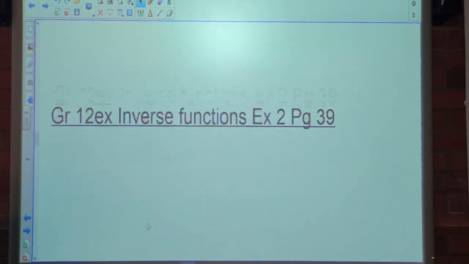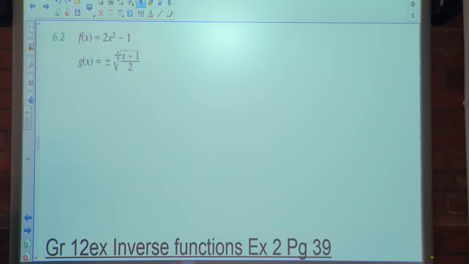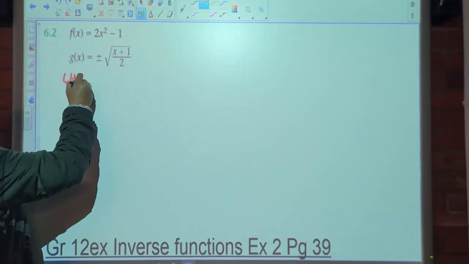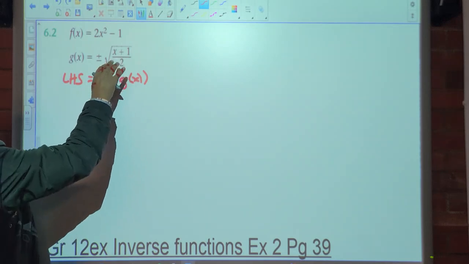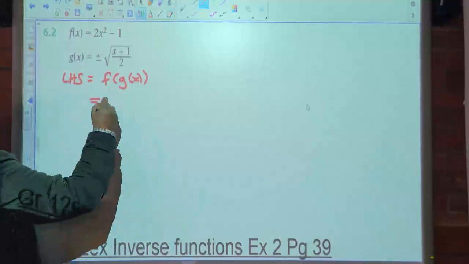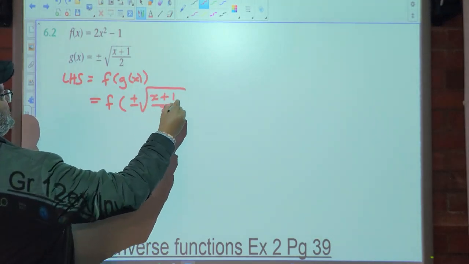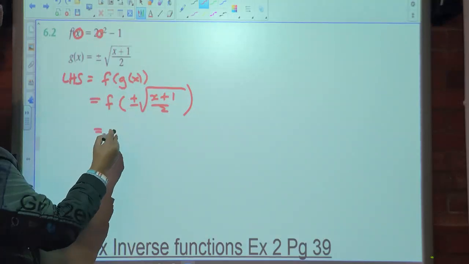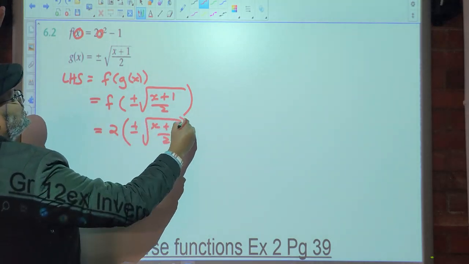Let's look at 6 by, I think this is 2. Yeah, there is 5 or 4 in the textbook. As I said, it's not part of your syllabus anyway, so this is for enrichment purposes. Let's go: left hand side is equal to f of g of x. So what is g of x? G of x is plus minus the square root of x plus 1 over 2. So if I see x in f of x, I replace it with the stored value. So it's 2 into plus minus the square root of x plus 1 over 2, all squared, minus 1.